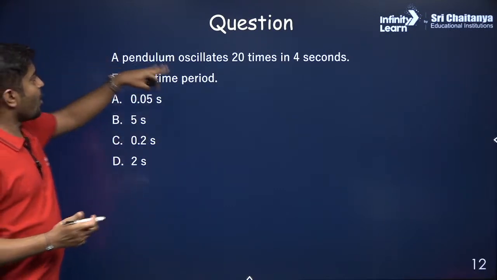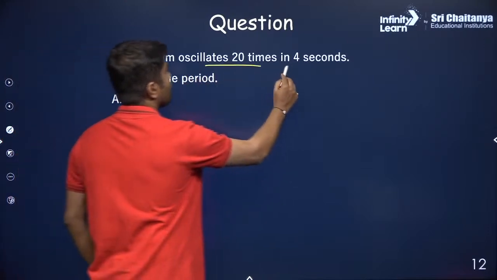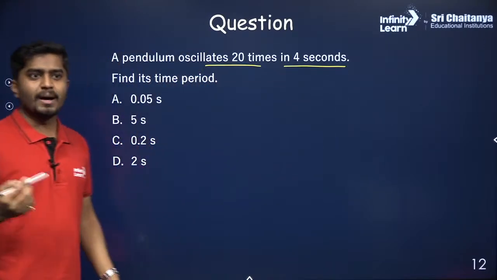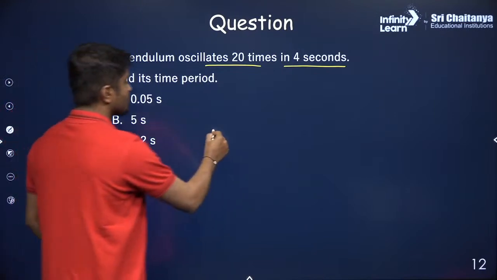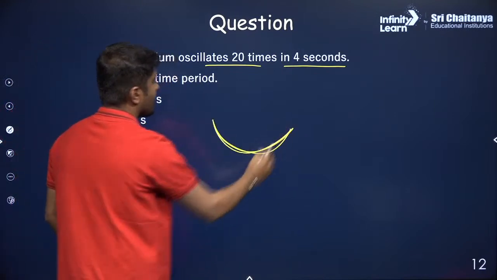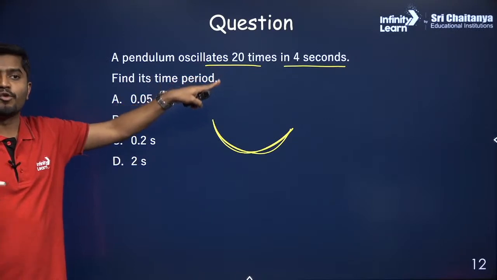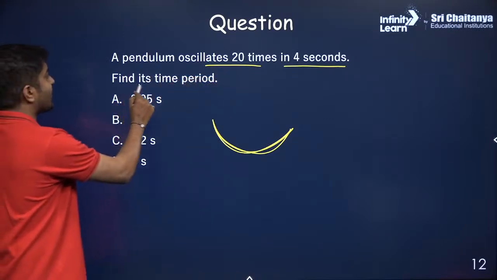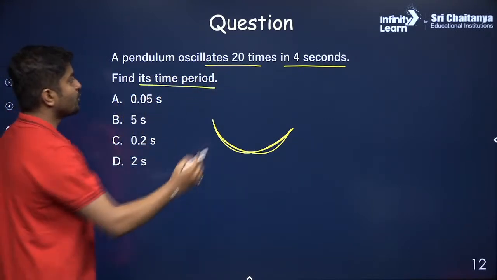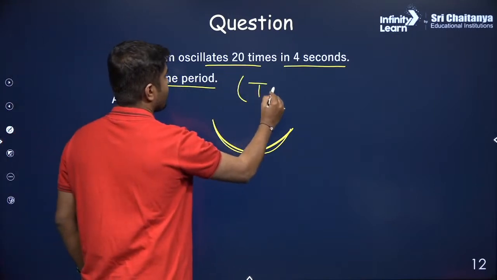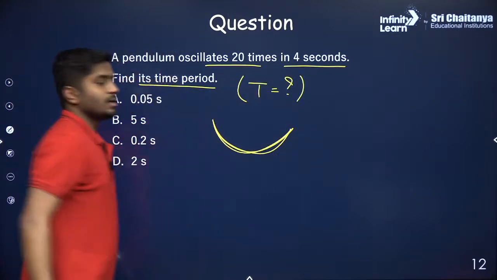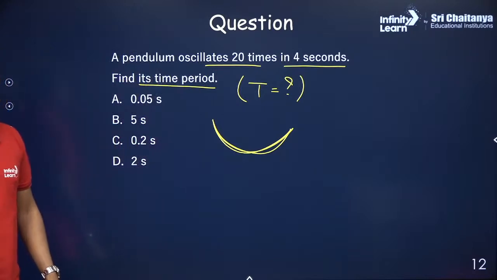A pendulum oscillates 20 times in 4 seconds. There is a pendulum which oscillates how many times? 20 times in 4 seconds. So what is the time period? We want to calculate the time period.